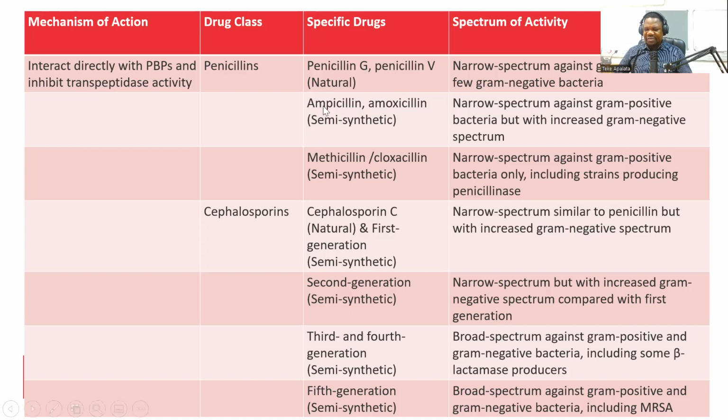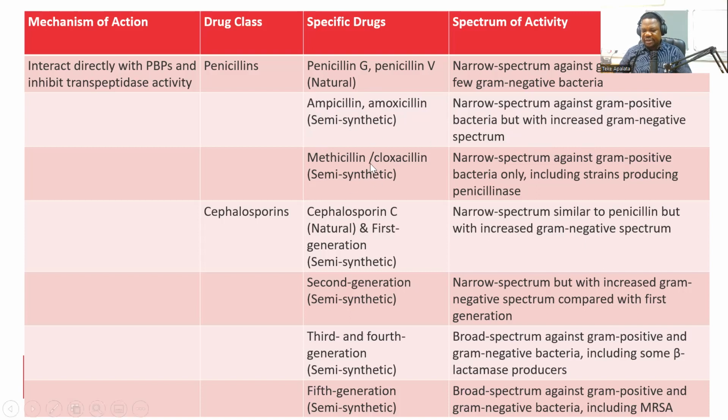But when you have the semi-synthetic ampicillin or amoxicillin, although they have a narrow spectrum against gram-positive bacteria, they have an increased spectrum of activity against gram-negative as compared to natural penicillin. So that's why ampicillin and amoxicillin can be used against both gram-positive and gram-negative, unlike your penicillin G.